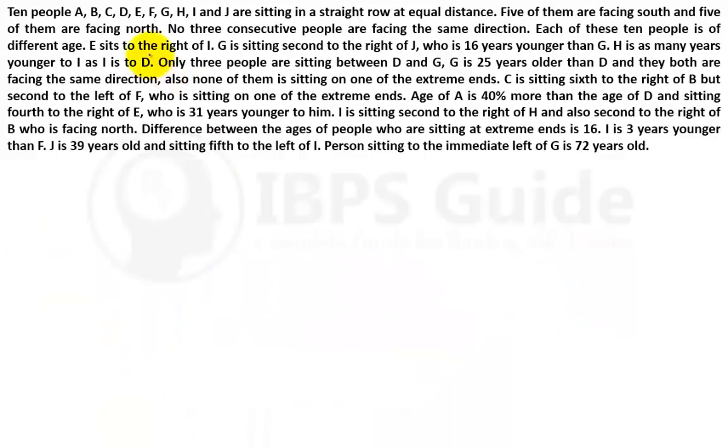10 people A, B, C, D, E, F, G, H, I, J are sitting in a straight row at equal distance. 5 of them are facing south and 5 of them are facing north. No 3 consecutive people are facing the same direction.